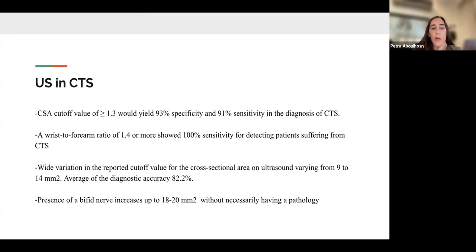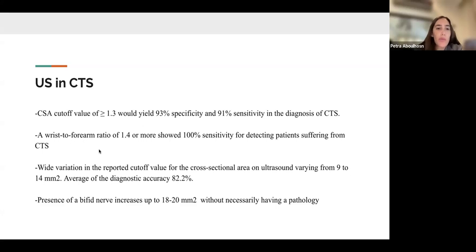So basically a cross-sectional area of the median nerve at the carpal tunnel, if it's greater than 1.3, you would get specificity of 93 and 91 sensitivity in the diagnosis of carpal tunnel. They just went higher up to give you a high specificity and sensitivity, but a lot of clinicians are using 1 or 1.1 to 1.2 for diagnosing carpal tunnel.